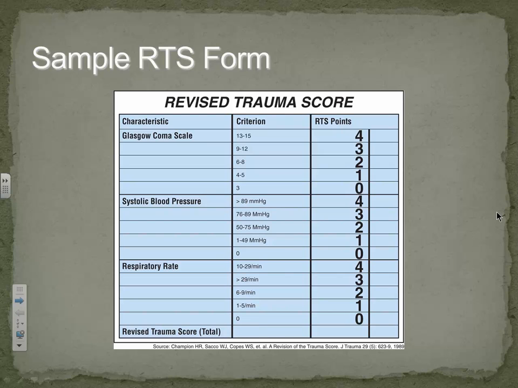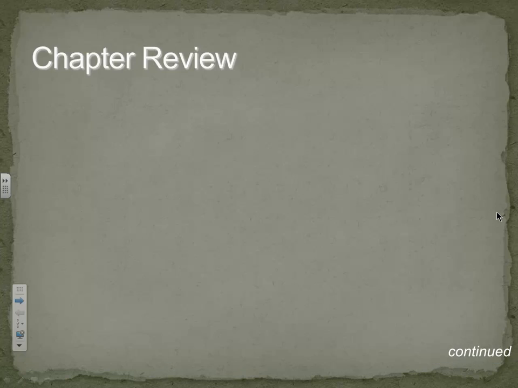Respiratory rate, if they're breathing between 10 and 29, they're breathing okay. Don't have to worry about them. Less than that, it gets pretty bad. Let's see.